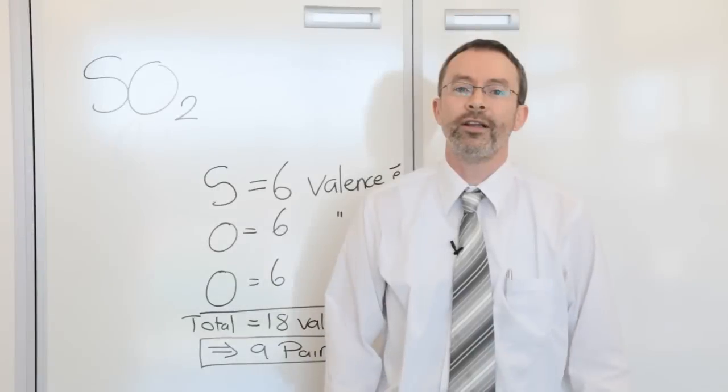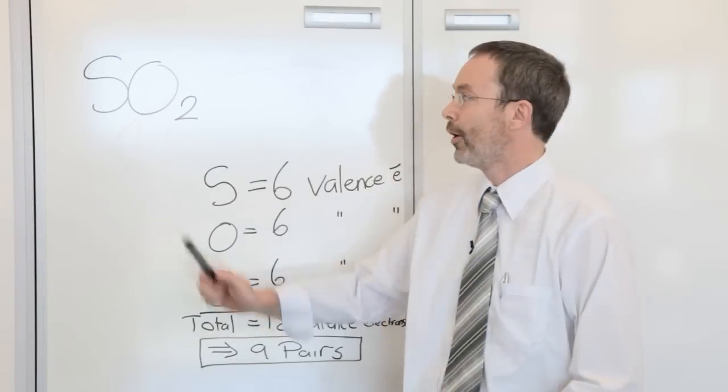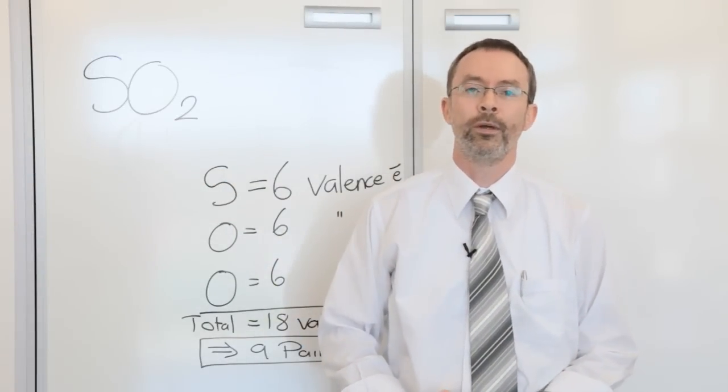Having determined how many valence electrons there are for each atom in the molecule, we want to determine how many pairs of valence electrons there are, and we can then start to arrange those pairs of electrons around the atoms in order to predict a molecular shape. I'm going to go through an example now to show you how all of these steps work. So let's consider sulfur dioxide, SO2.